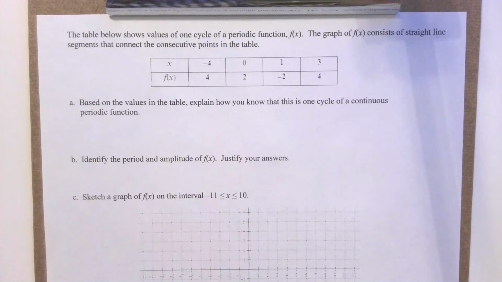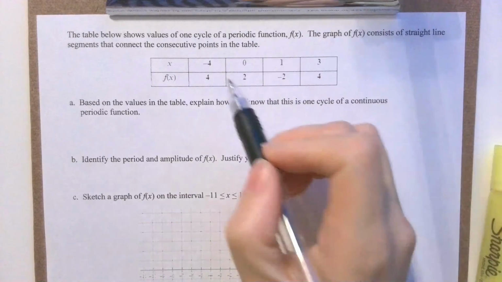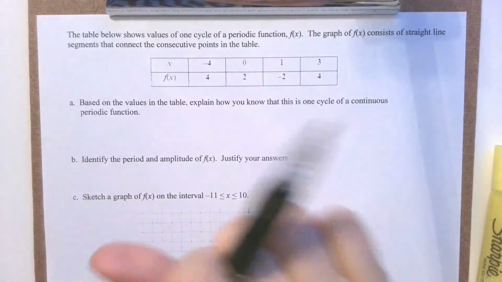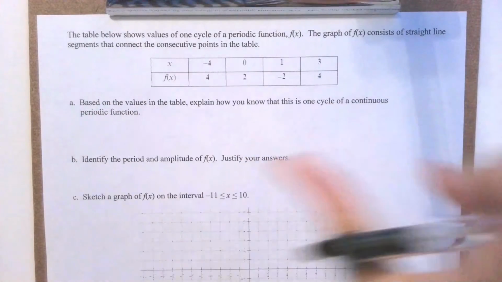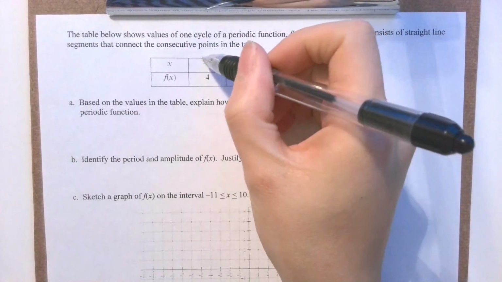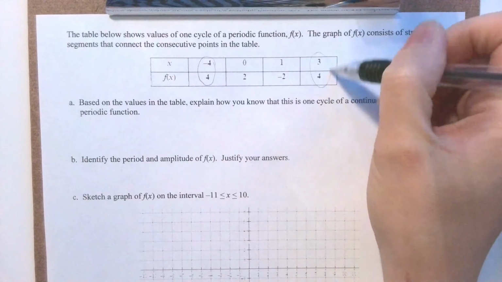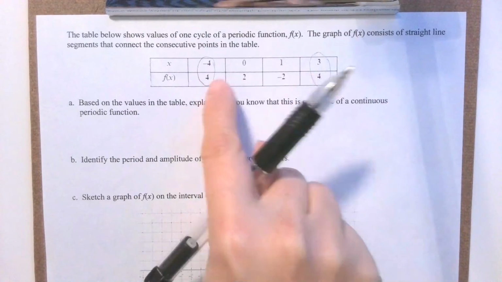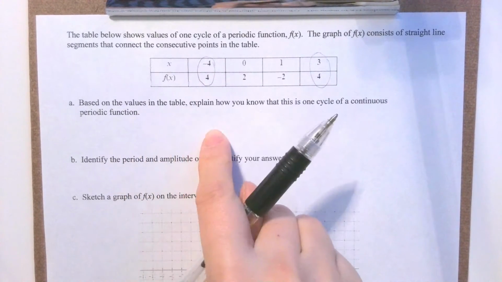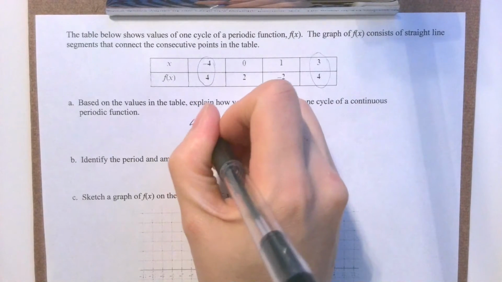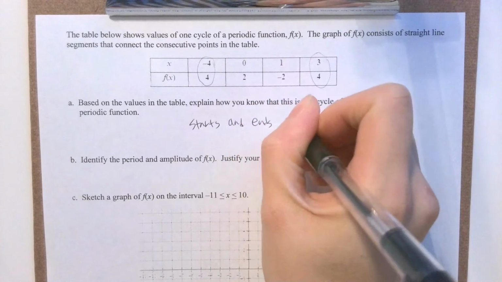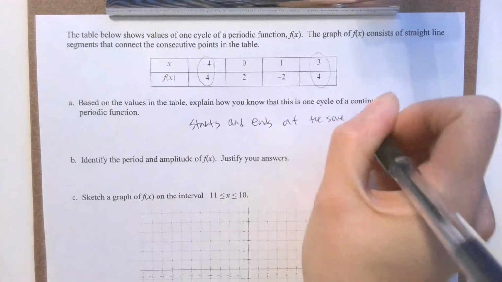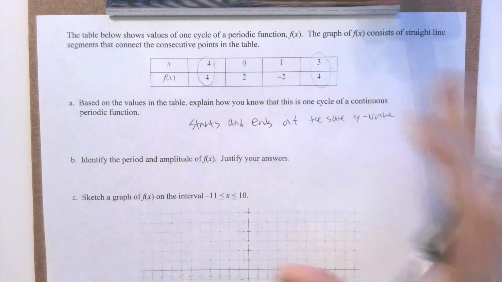So in order for it to be periodic, I need to see that the same y value repeats over and over again, right? Notice it starts at (-4, 4) and ends at (3, 4). So my y value starts at 4, ends at 4. So it is a periodic function because it starts and ends at the same y value. So it's going to keep repeating.